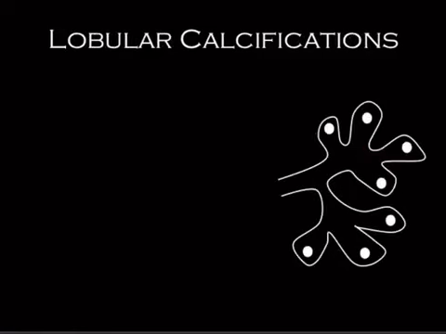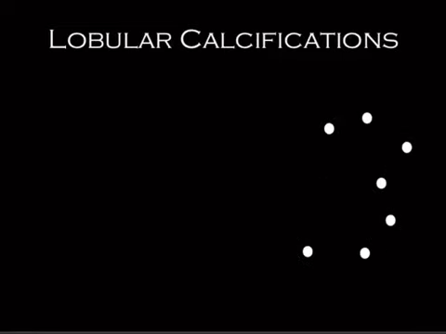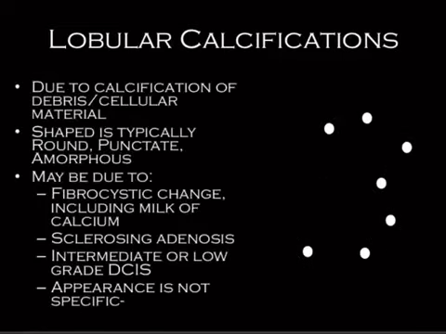Compare that to this, where again you're not going to see the outline, and you've got more of this round or punctate look. Sometimes it's more amorphous, and these are calcifications that are more typically due to debris within the lobules. So these tend to be more benign things like fibrocystic change, although they can represent a low-grade DCIS. These are very nonspecific.